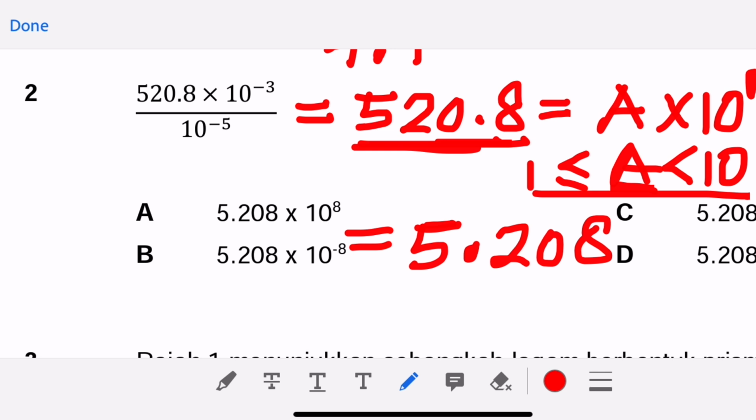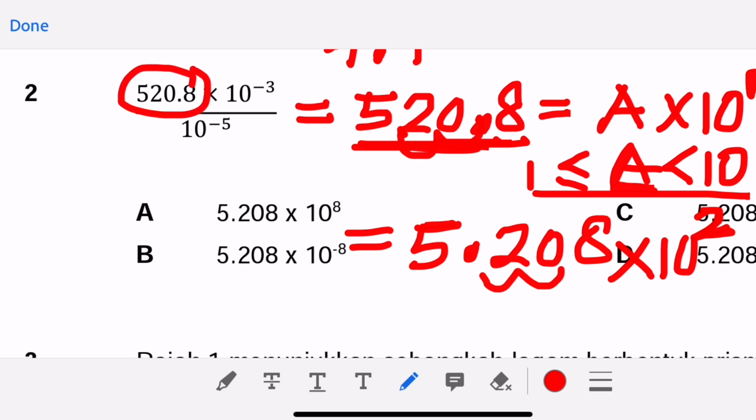Because the decimal is here, you shift it, and that is actually 100. 100 is 10 power 2, right? You see this decimal, you move to the right, it is actually positive. So when you have 100, it's power 2. Unless the number is very small, it becomes negative. So 100 is a positive n. For this number, we already convert to 5.208 times 10 power 3.